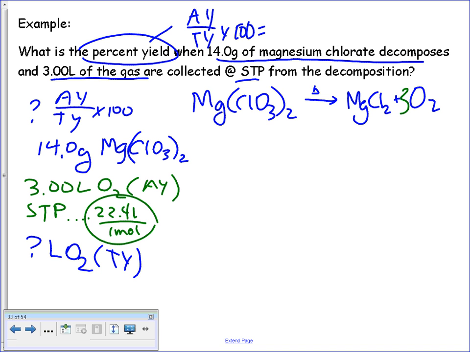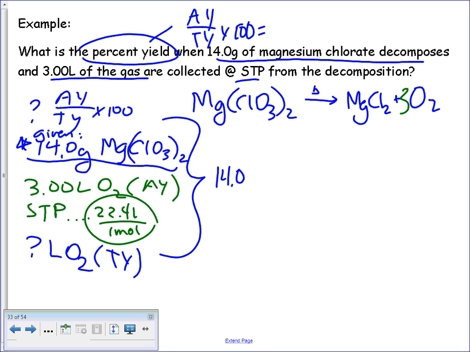What number do you think I have to start with? No, the 14. This is my actual true given. That's what I'm going to start with. This is something I'm going to compare at the very end. I actually wrote it in green so you could see there's a difference here. So the 14 grams of magnesium chlorate is what I'm starting with. Using all that information, 14 grams of Mg(ClO3)2 is my starting point.